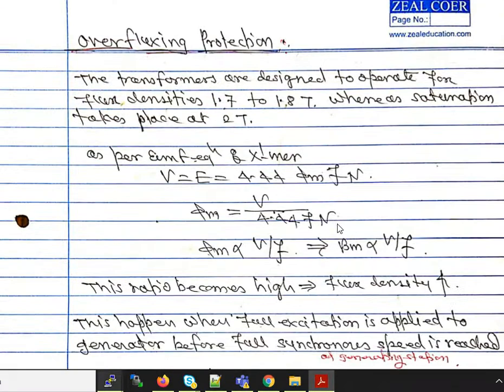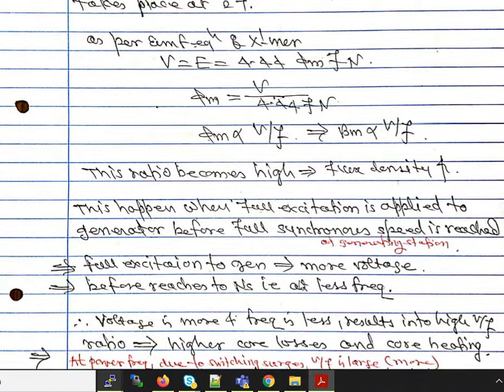Now let us study the overfluxing protection. The EMF equation of the transformer is given by E equal to 4.44 phi m F N, and therefore phi m equal to E divided by 4.44 F N, and therefore the maximum flux is directly proportional to E by F, that is, Bm is proportional to V by F. When this ratio becomes high, the flux density also increases, and this happens.